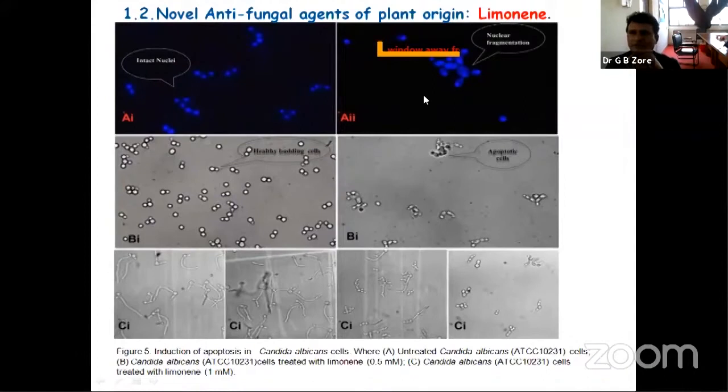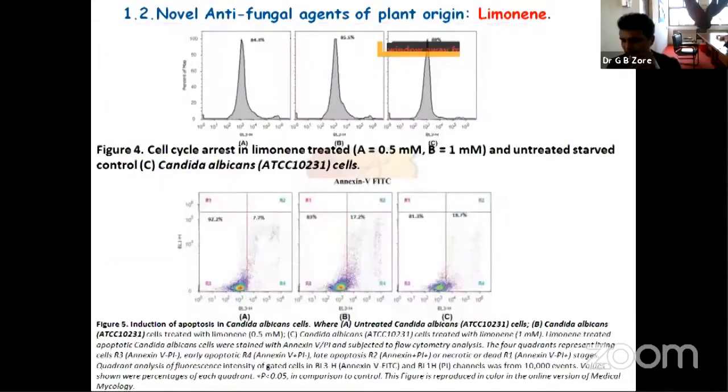And we further confirmed it using flow cytometric analysis, which has also shown that limonene is inducing apoptosis in Candida albicans. So we were wondering how limonene is inducing apoptosis. How exactly? What is the effect? What exactly is the mechanism?